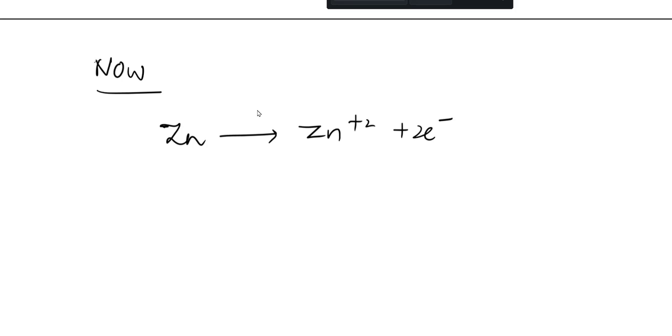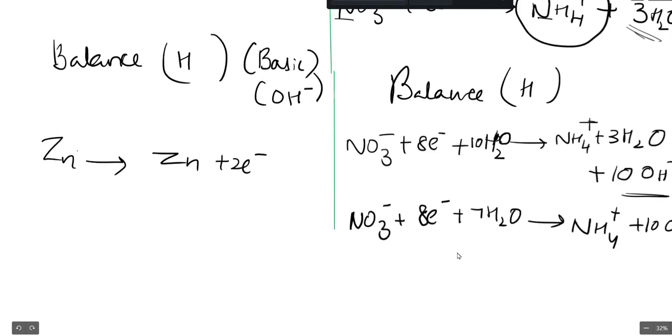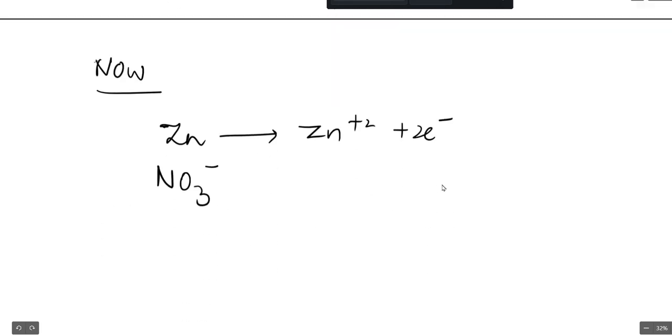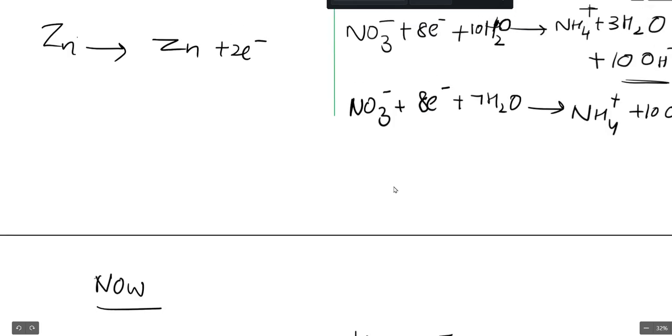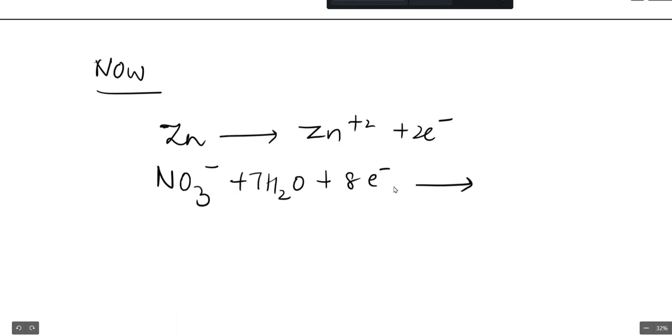The next in the reduction process, NO3 minus, yes, how many H2Os? Here 7 H2Os, okay. So there are 7 H2Os there. How many electrons are there? 8 electrons are there in this. How much is it giving me? It's giving me NH4 plus plus 10 OH minus. This is fine. Now let us take one pen and make one overall.